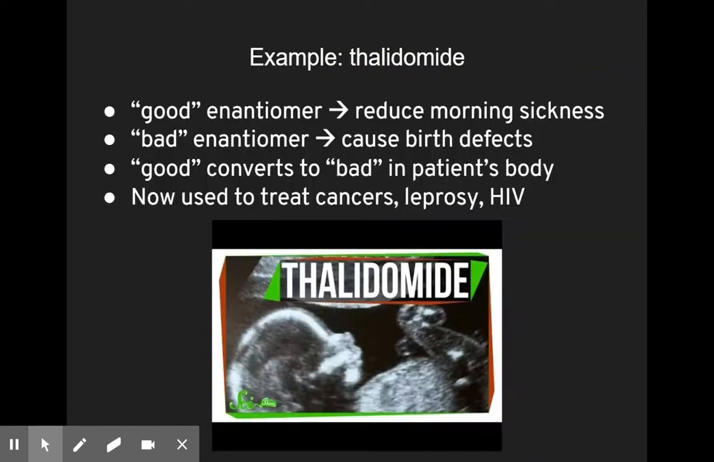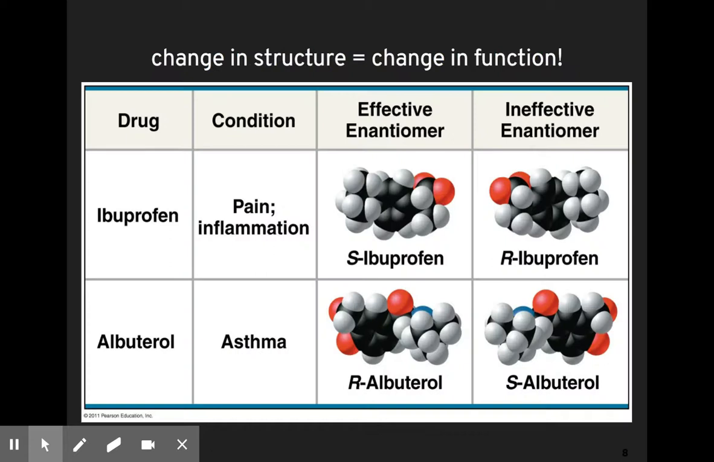Okay, so sorry, going back. As you heard, not only was there the good and bad enantiomer, but the good one then converted to bad. So they couldn't even just isolate the good one. So it's a really good example of the enantiomers and how they differ: different structure, different function. Again, thankfully we're able to use it for a different purpose, but unfortunately it took a lot of babies being born with defects in order to figure that out. So again, just another example of change in structure, change in function.